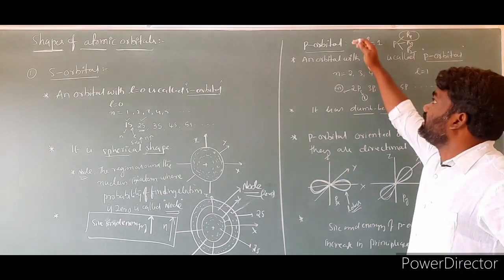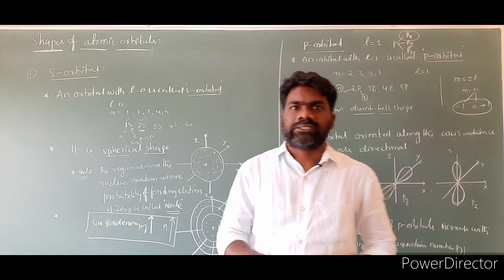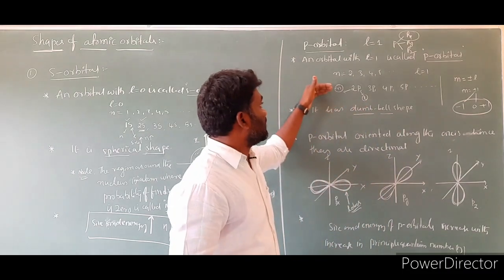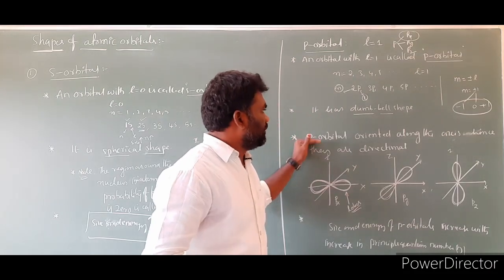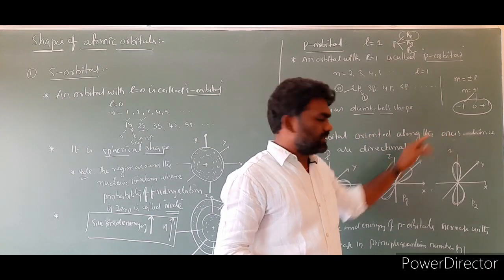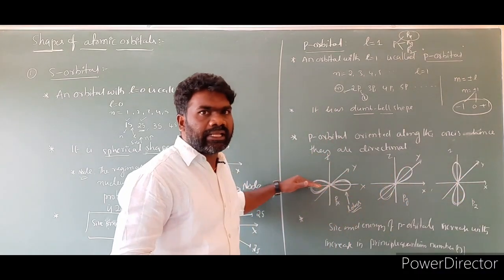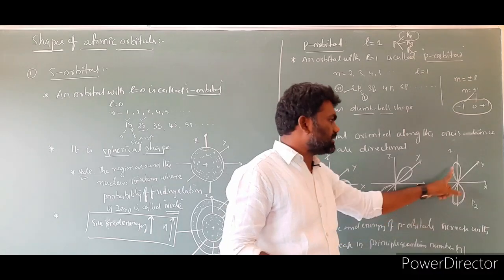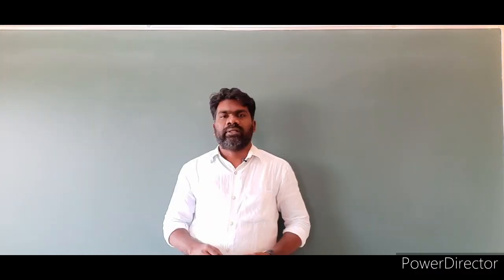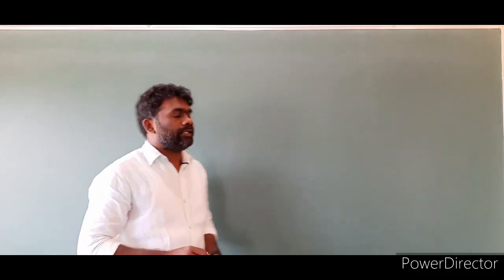So this is the p orbital. P orbital is defined as an orbital with L equal to 1. Next point, it has a dumbbell shape. Next point, p orbitals are oriented along the axis. We have the x axis, y axis, and z axis. If the p orbital is oriented along the x axis, we call it px, along the y direction py orbital, and along the z direction pz orbital. And the next one is the d orbital. Let us discuss the d orbital in detail.